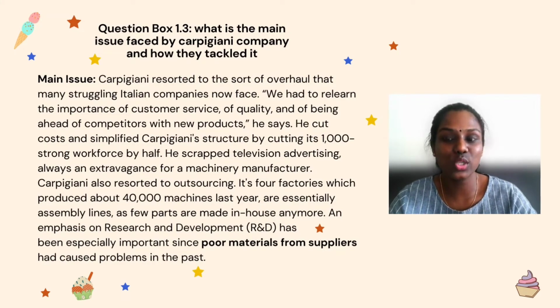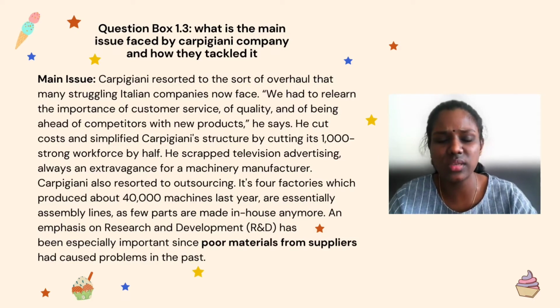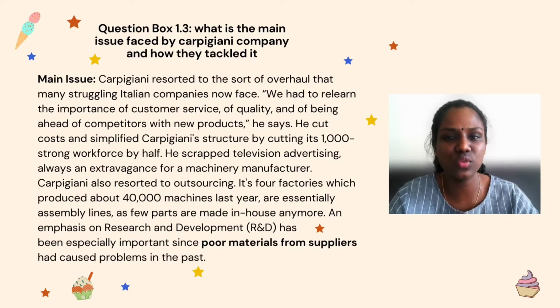I'll be talking about box 1.3 regarding a company called Capriani and the issue they had to tackle. Capriani is an Italian company located in Bologna, specializing in the production of gelato and ice cream machines. It has approximately 35% of the global market share, which includes machines for the production of Italian artisan gelato and those for the production of soft serve gelato and ice cream.